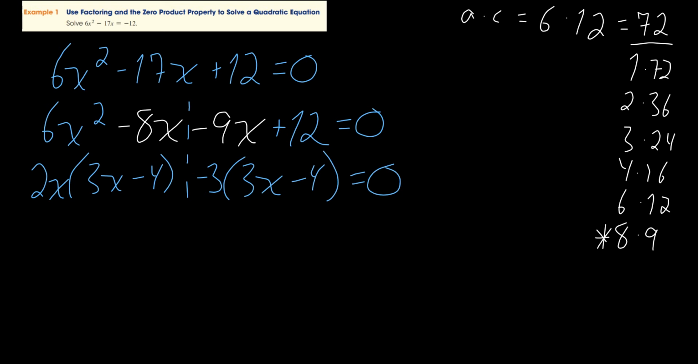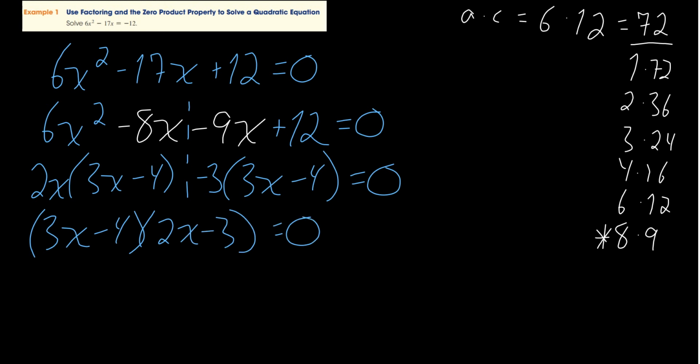All right, and then we can pull that factor form out. It would be 3x minus 4, 2x minus 3 is equal to 0. All right, now I have my zero product principle. So now what I can do is set up each one of these terms. This is in the form a times b is equal to 0.